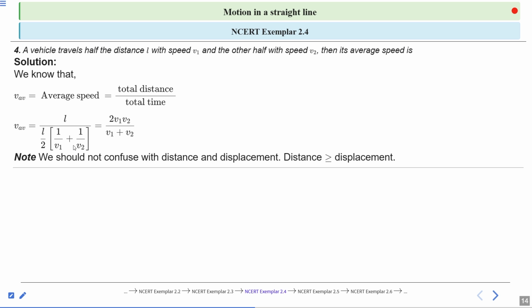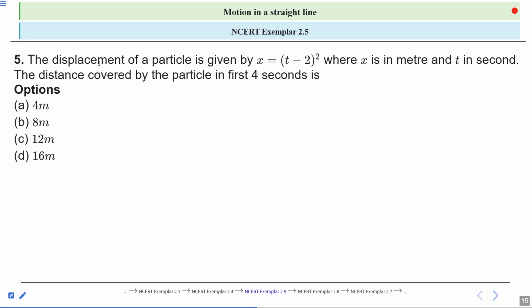The important point here is this: we should not confuse distance and displacement, because distance is a scalar quantity, whereas displacement is a vector quantity. And the magnitude of distance is always greater than or equal to displacement. This is a very important concept. Clear?